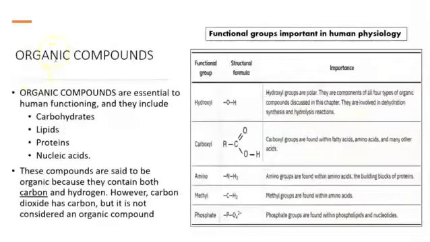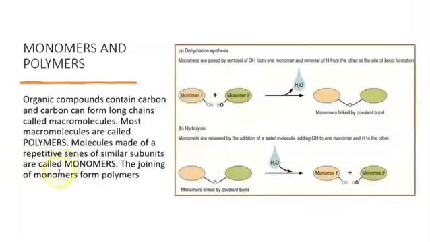Okay, the next topic is organic compounds. An organic compound is considered one that contains carbon. So if it contains carbon, it's considered an organic compound, but carbon dioxide has carbon and is not considered an organic compound. Examples of organic compounds are carbohydrates, lipids, proteins, and nucleic acids. So let's take a look at this. When we have single units of these molecules, they are called monomers. Multiple units are called polymers.